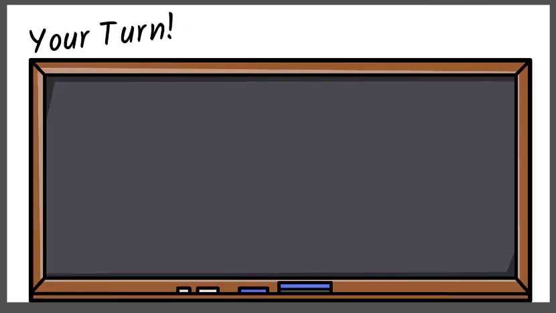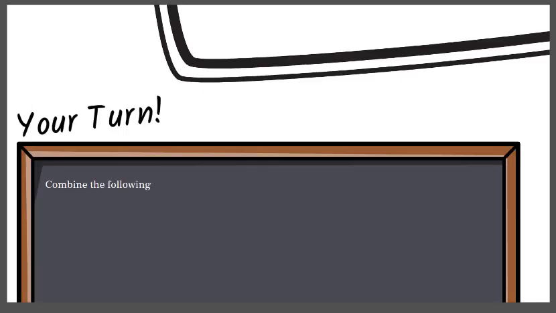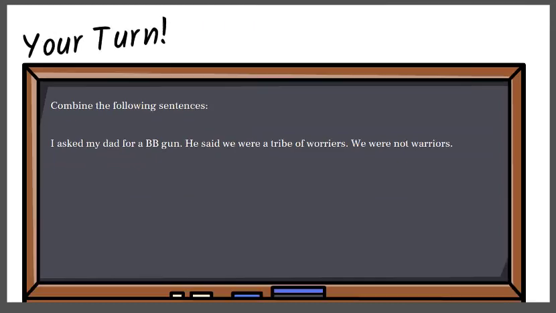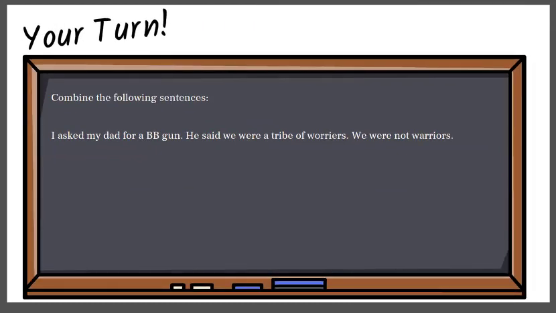Now that you are familiar with the 5 different ways, take the time to practice and try it out on these sentences here. The sentences read, I asked my dad for a BB gun, period. He said we were a tribe of warriors, period. We were not warriors, period. How would you combine these sentences?